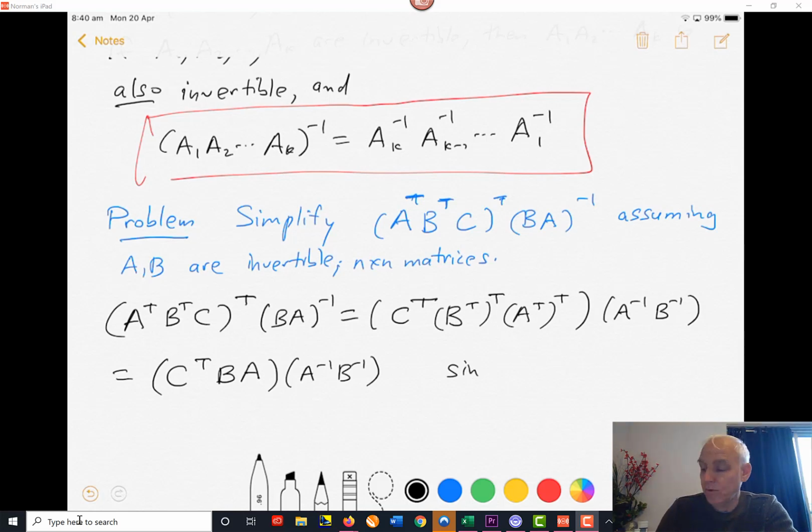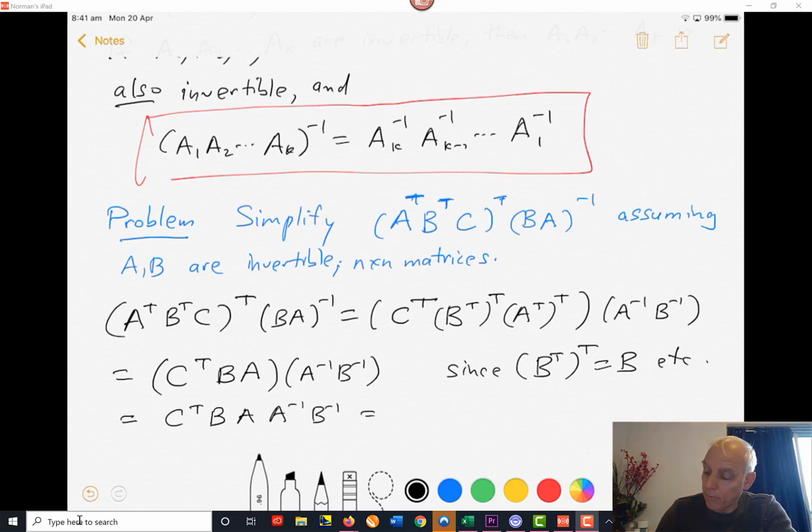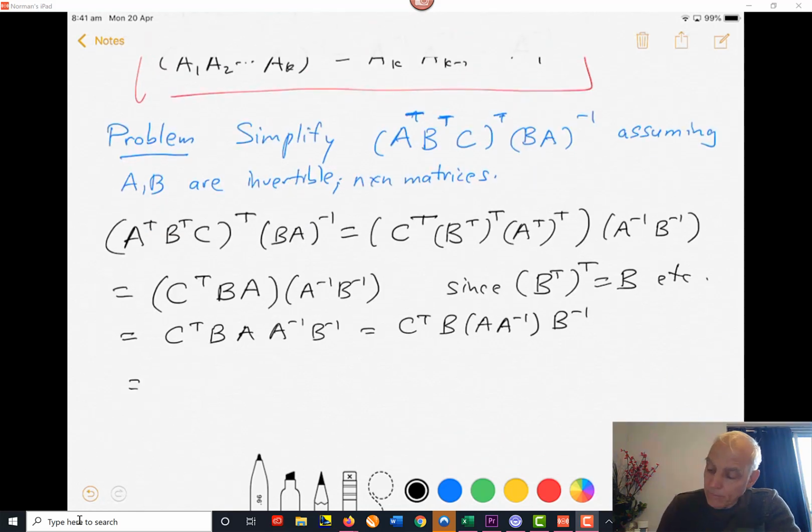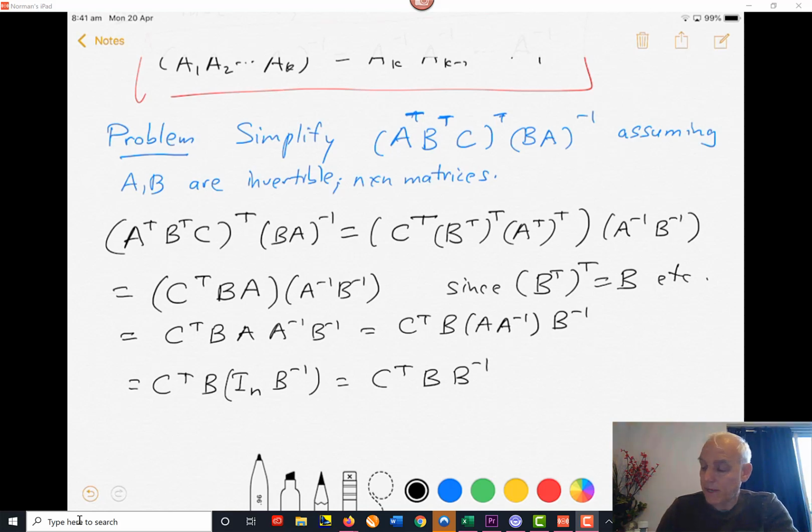Okay, but now remember we're dealing with matrices and we have associativity, so we don't need these brackets. We don't need to bracket things, so we can just write it out as a product. C transpose B A A inverse B inverse. And when we do that, we can then bracket the middle A terms, A times A inverse. We can multiply them together first. When we do that, we get the identity matrix, the n by n identity matrix actually. And then when we bracket the identity matrix with this one here, we're going to get C transpose B just times B inverse. And then B times B inverse gives us the identity matrix again, and we just end up with C transpose. So the whole thing simplifies to C transpose.